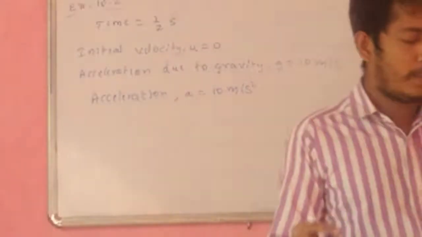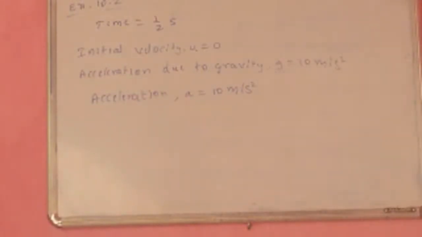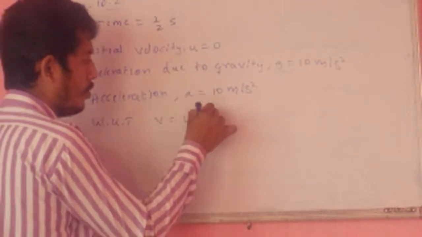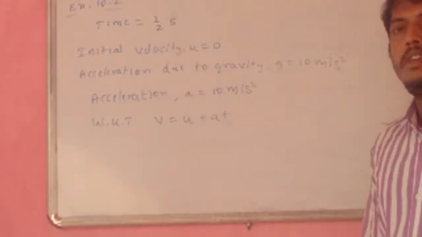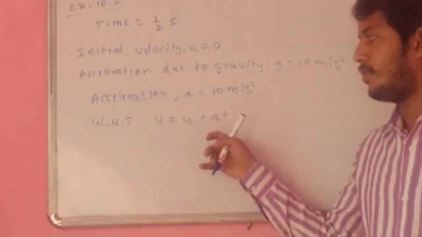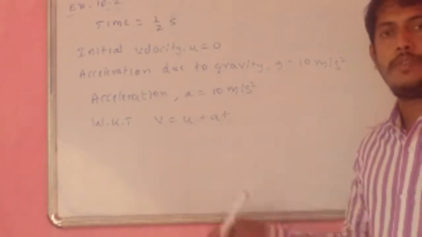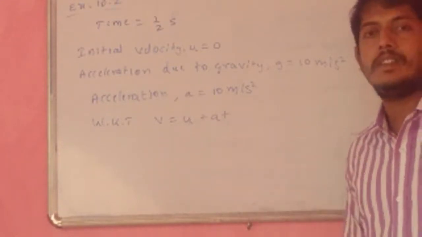Now, first one: what is its speed on striking the ground? That means we have to find the final velocity. We know that v equals u plus at. This is the formula, equations of motion. We have three formulas. One is v equals u plus at, and here the v value we have to find. The u value is known, that is 0, acceleration is 10, and the time is half a second.